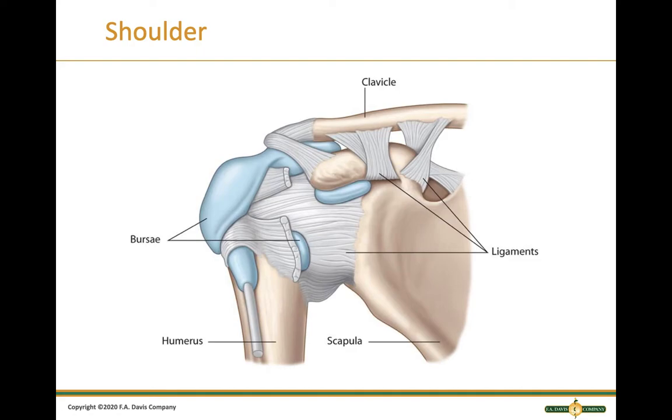The joint that is most likely to suffer a dislocation is the shoulder. It is your most freely movable joint, but it's also kind of the weakest, so it's the most likely to be dislocated.